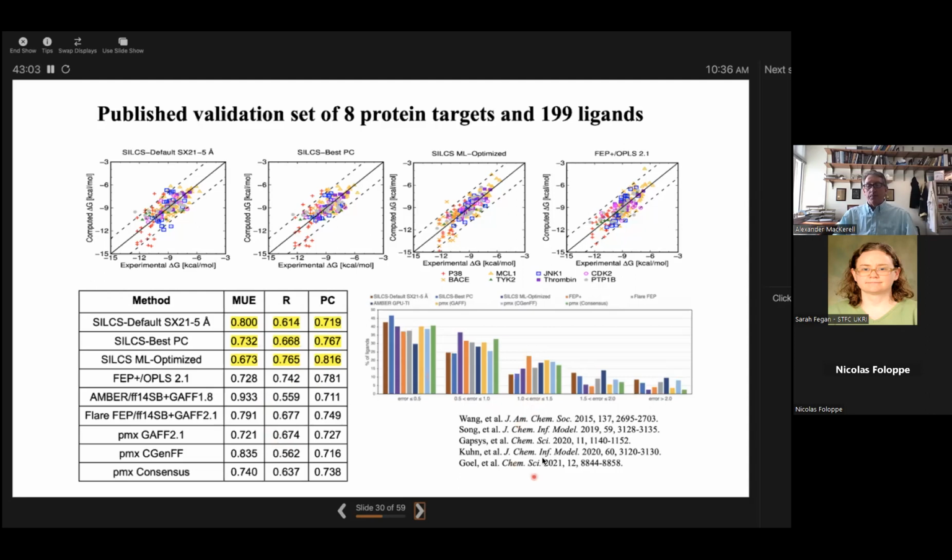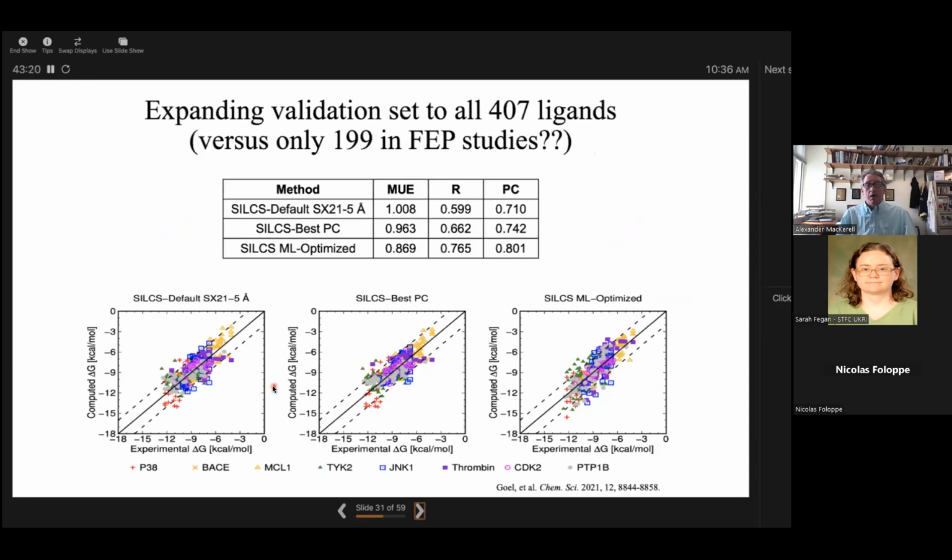And these again are from a number of different labs using various force fields, sampling technologies, and so on. So basically, the SILCS technology is hugely faster than FEP and is quantitatively comparable. And we were able to take all 407 ligands, whereas the FEP studies only applied it to 199. And we can see that our SILCS technology maintains the predictability over all 407 ligands.